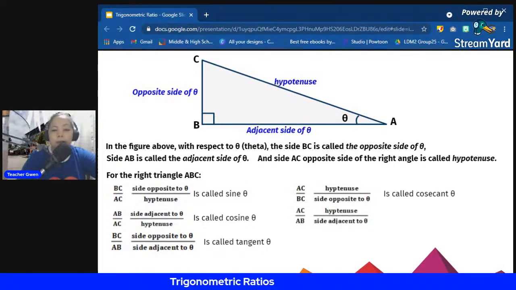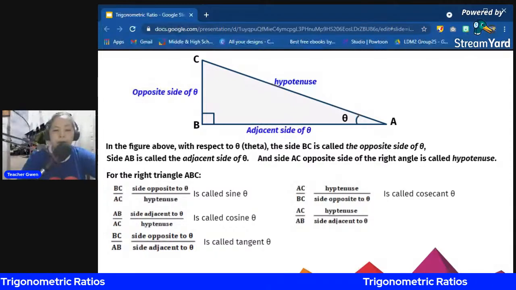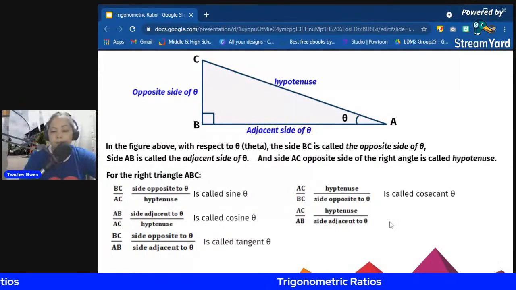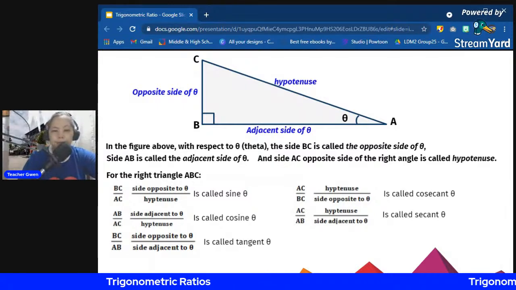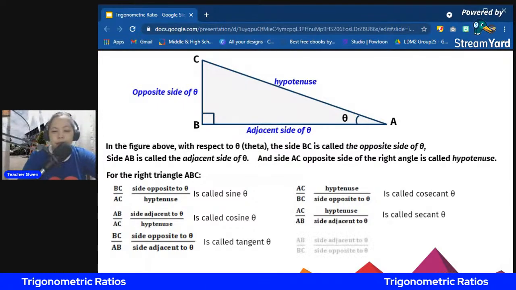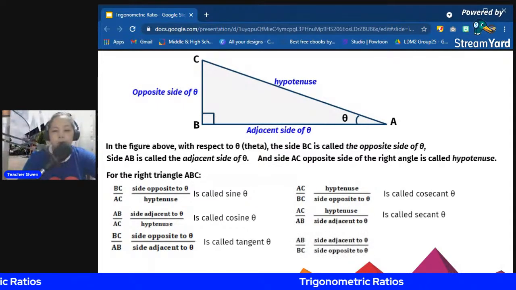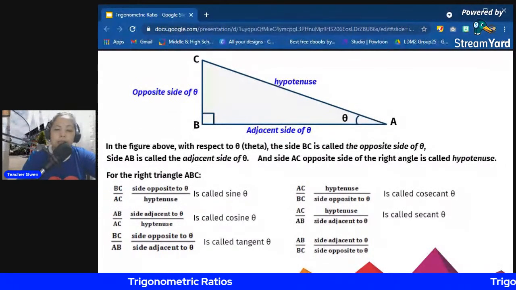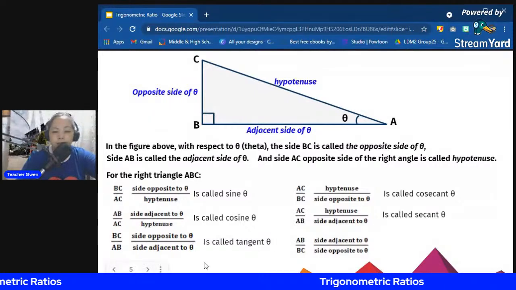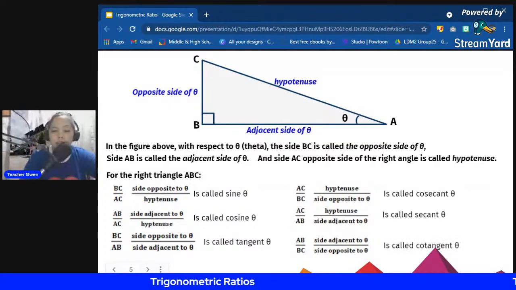Next, we have AC over AB. This is the inverse of cosine theta, which is called the secant theta. Then last, we have AB over BC, which is the side adjacent to theta over the side opposite of theta, or the inverse of tangent theta. This is called the cotangent theta.